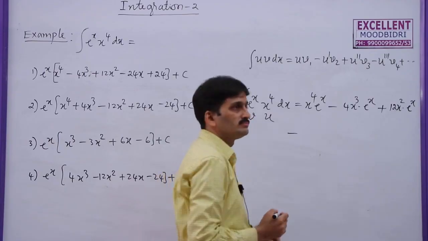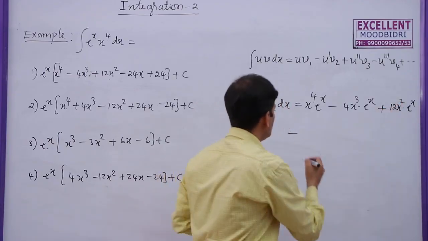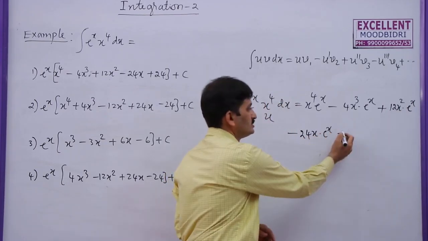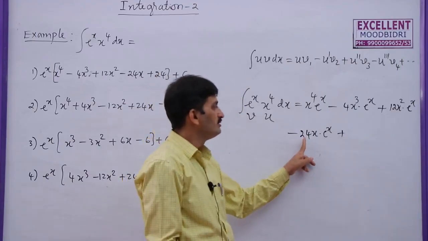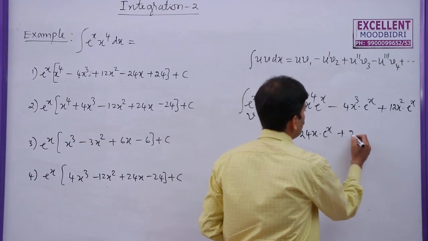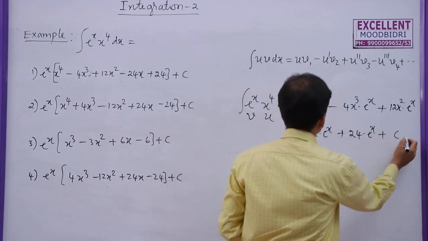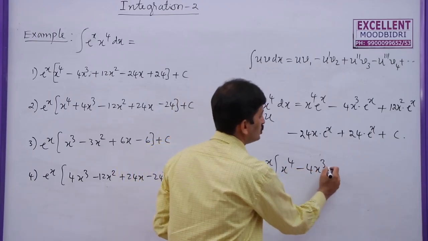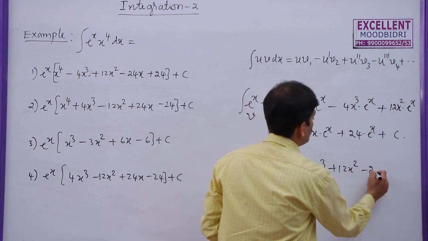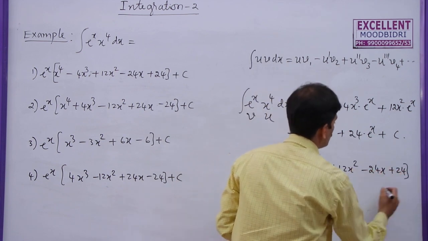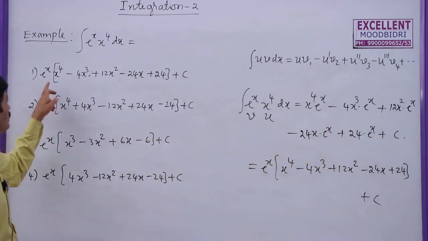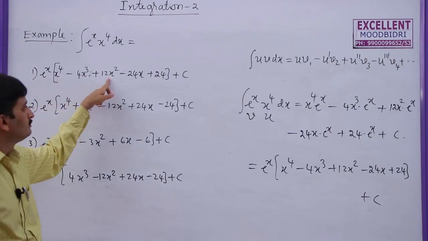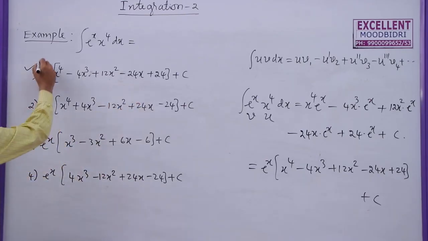Next sign is minus. Derivative of 12x square is 24x, into the integral of e power x. Next sign is plus. Derivative of 24x is 24 into 1, so 24 into e power x plus c. Now take e power x common. What do you get? X power 4 minus 4x cube plus 12x square minus 24x plus 24 plus c. So look at the first option, e power x into x power 4 minus 4x cube plus 12x square minus 24x plus 24 plus c. So the first option.